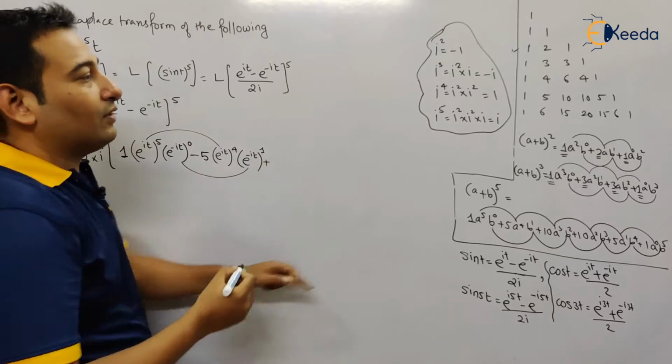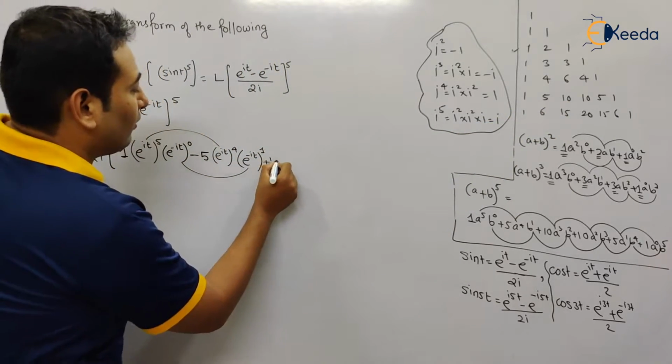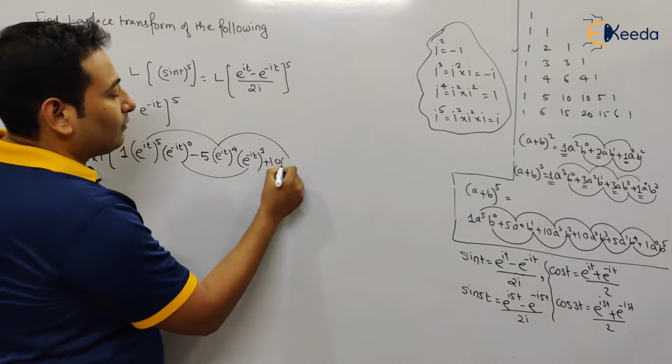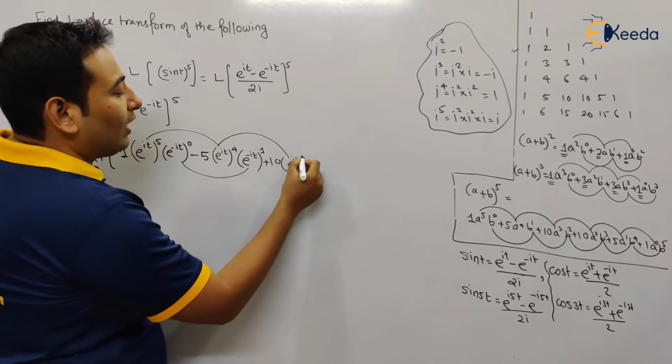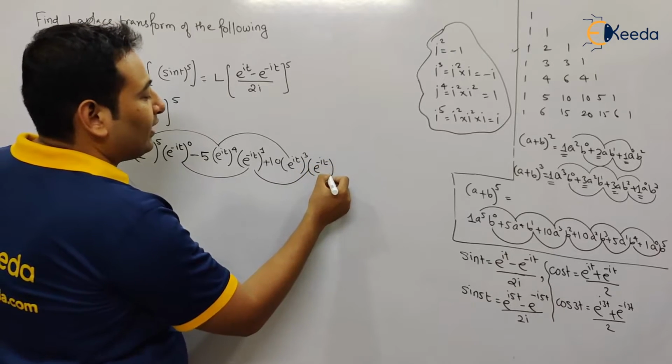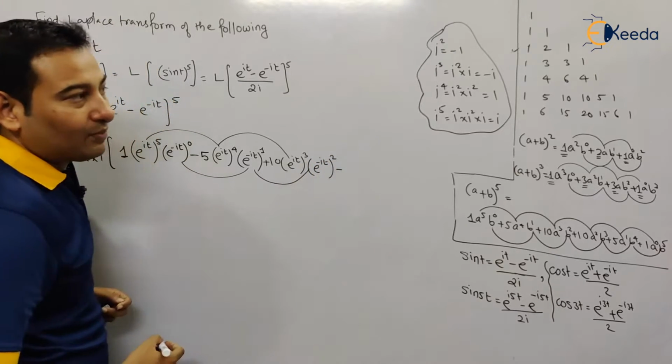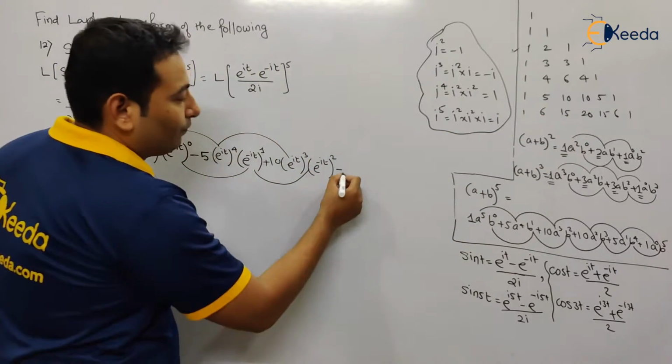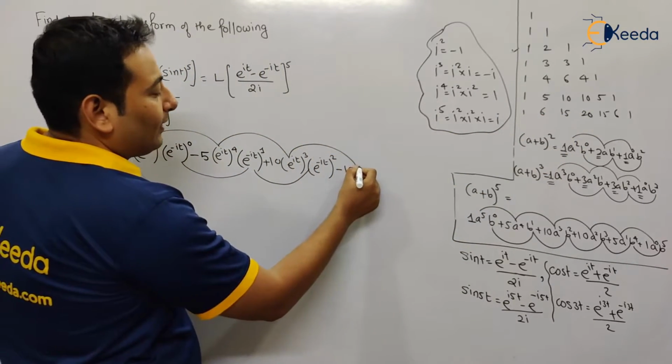Next coefficient is 10. Again we reduce this, so this will be e raised to it, 3. We increase this, e raised to minus it, 2. Alternate plus minus. Next coefficient is 10. We are going to reduce it again.